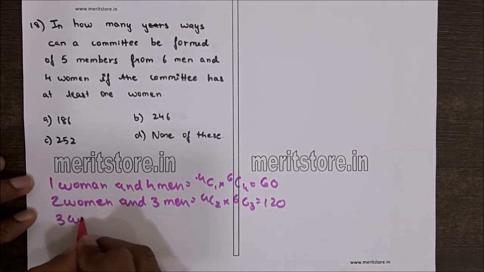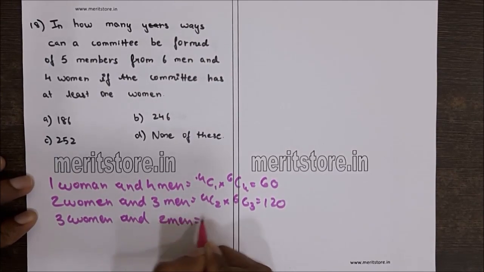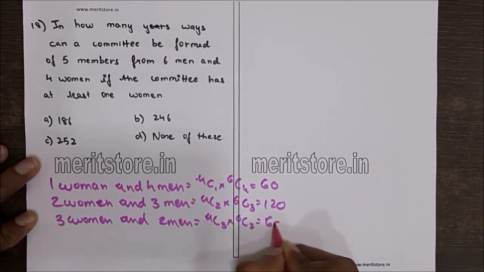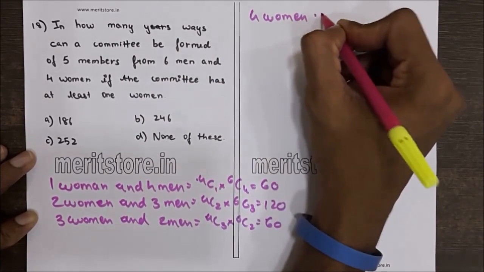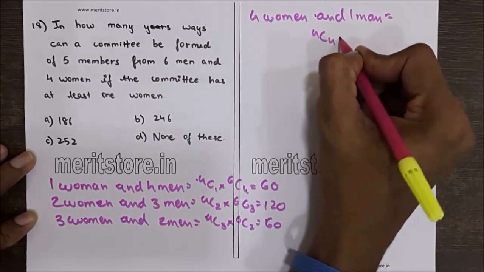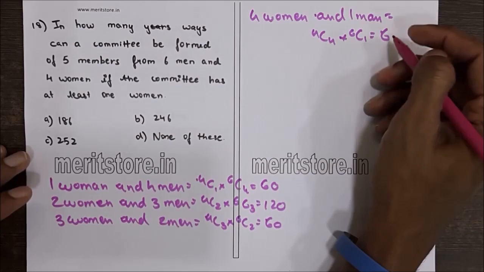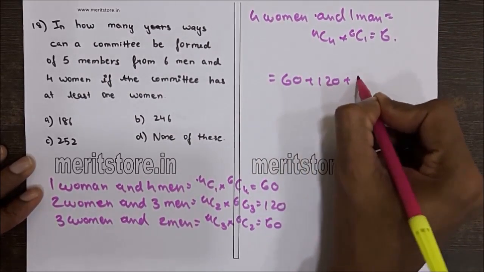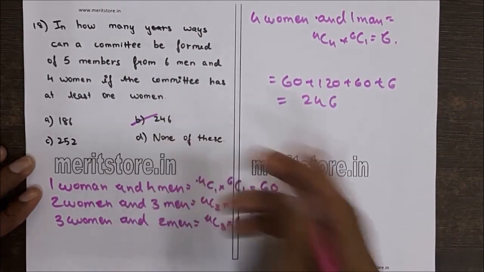3 women and 2 men is equal to 4C3 into 6C2, which is equal to 60. And for 4 women and 1 man, which is equal to 4C4 into 6C1, which is equal to 6. So the required number of ways can be given as 60 plus 120 plus 60 plus 6, which is equal to 246, which is our option B. Therefore, option B is the correct answer.